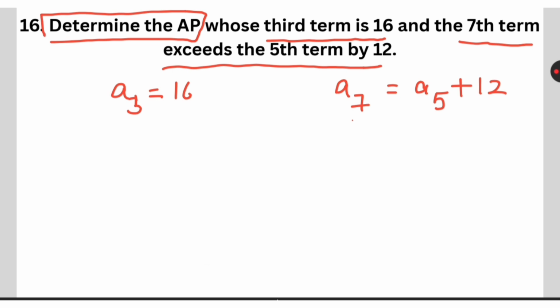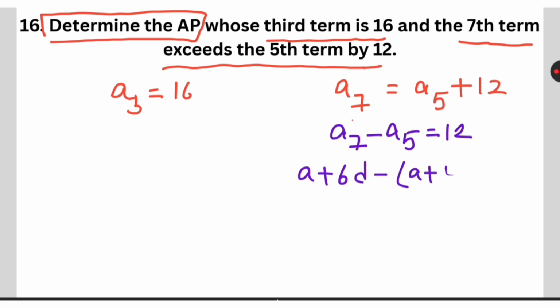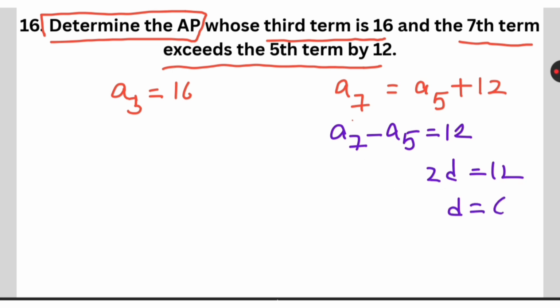Let's find out. Now here this A5 sent to the left hand side becomes A7 minus A5, that is equal to 12. A7 is nothing but A plus 6D. A5 is nothing but A plus 4D. If you open the bracket, it turns into minus A minus 4D. Here plus A minus A gets cancelled. So we left only 6D minus 4D, that is only 2D. So then D equal to 6.